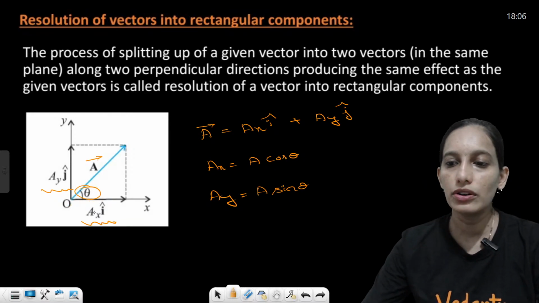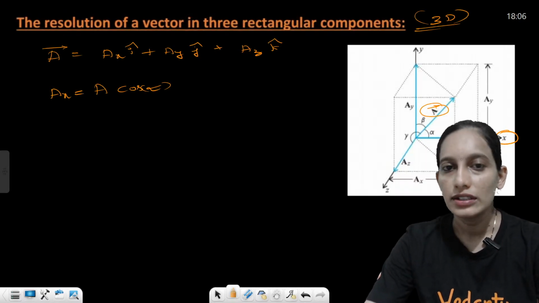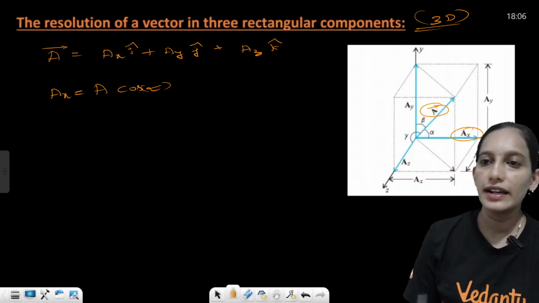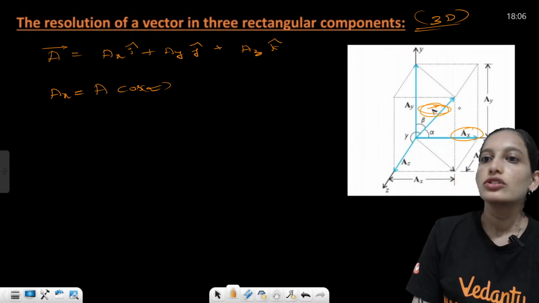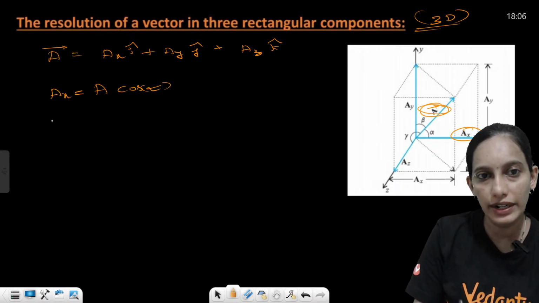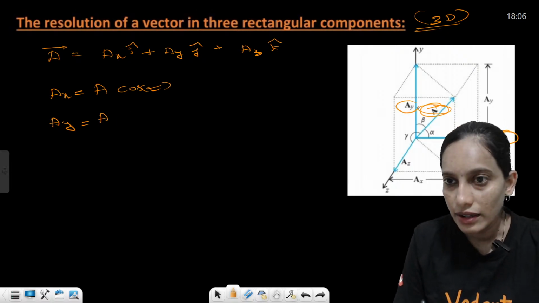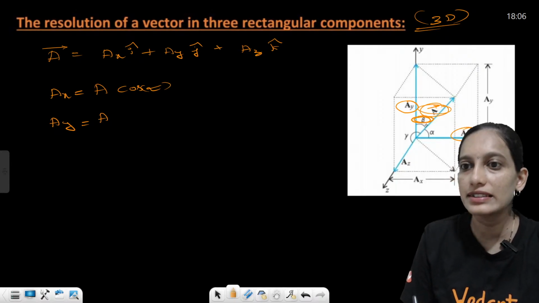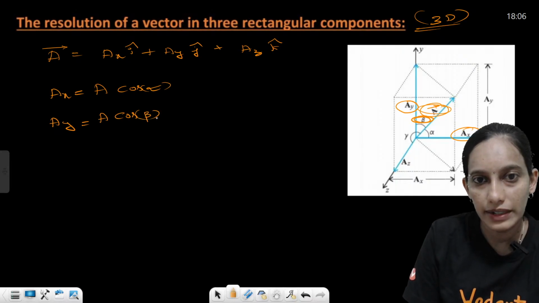If you take a right angle triangle and write down the cos and sin ratios, you can see that this vector A will be the hypotenuse. So a cos alpha is going to be the ax component. Then ay will be equal to, observe here, the angle made by the vector A with respect to the y axis is beta. So it will be a cos beta.